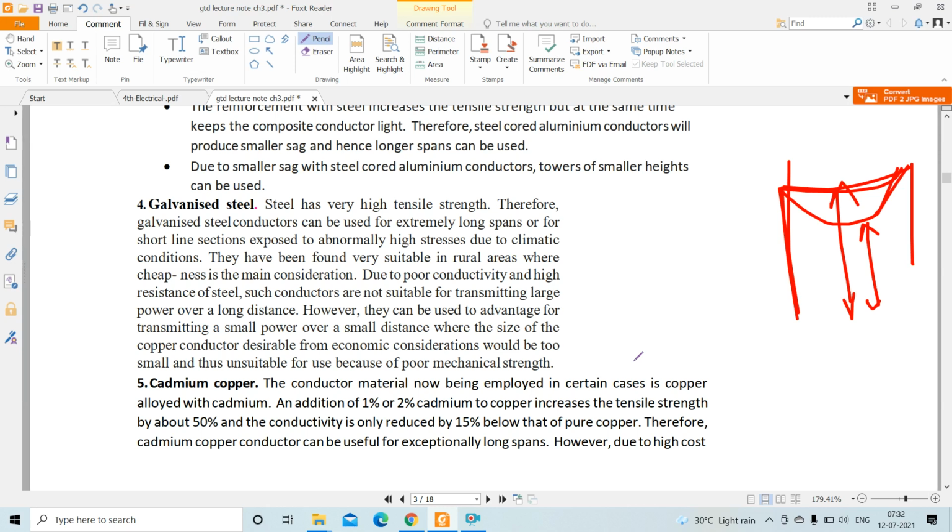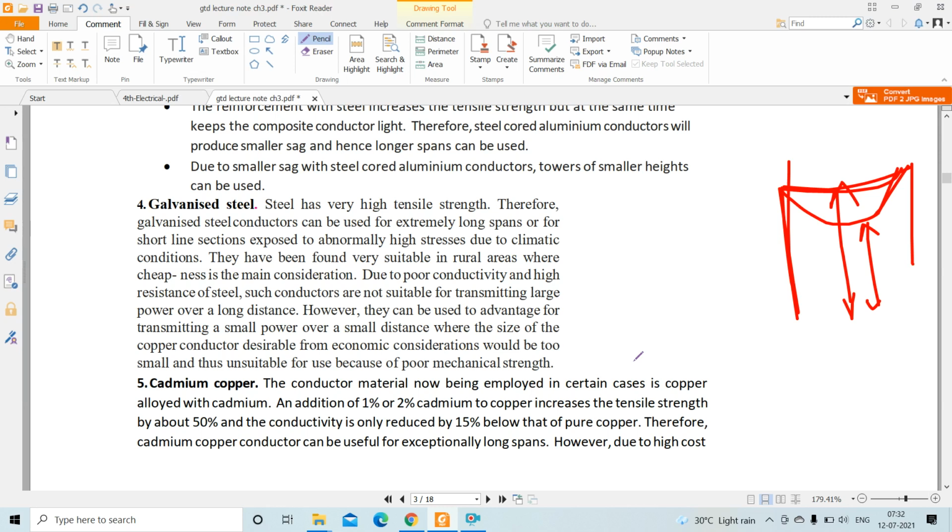So they have been found very suitable in rural area where cheapness is the main consideration. Due to poor conductivity and high resistance of steel, okay, steel has poor conductivity and high resistance. So such type of conductor are not suitable for transmitting large power over long distance.